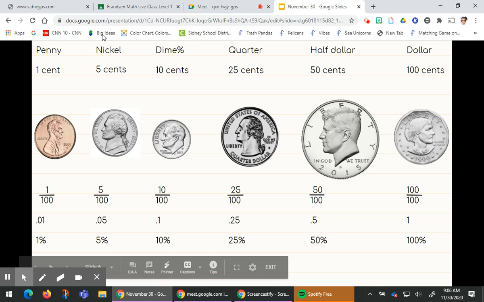Okay. Nickels are worth 5 cents. It's 5 out of 100 equal parts of a dollar, and you put the 5 in the hundredths place, and so on and so forth.